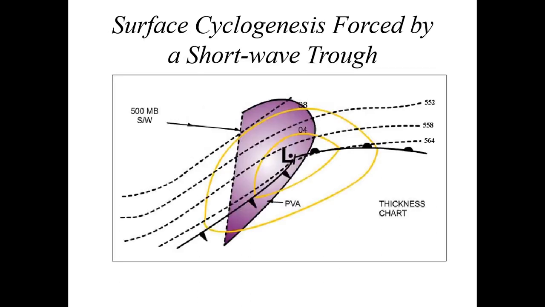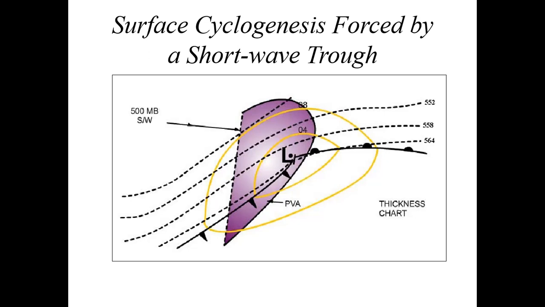So here's a graphic showing you all these ingredients and how they come together for surface cyclogenesis to occur, and how it interacts with that shortwave at 500 millibars or 18,000 feet. So we have an area of surface low pressure on this thickness chart with a cold front extending southwestward from it. There is a warm front extending to the east of the low pressure system.